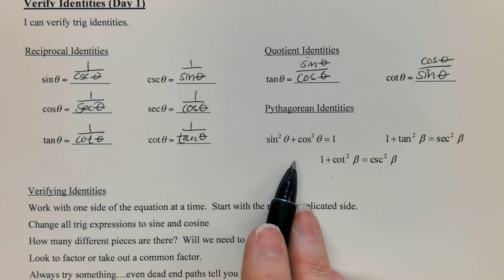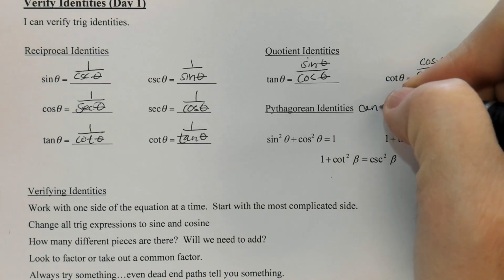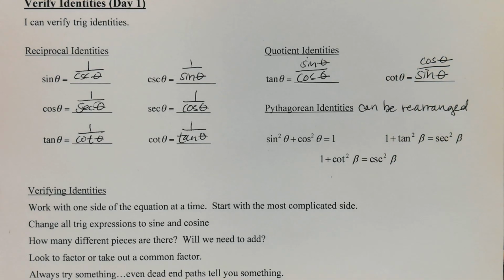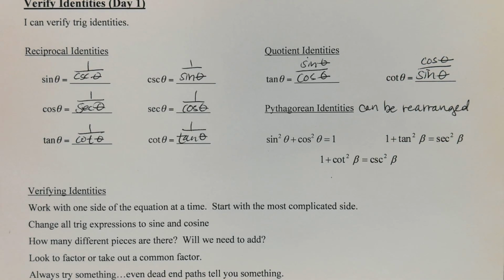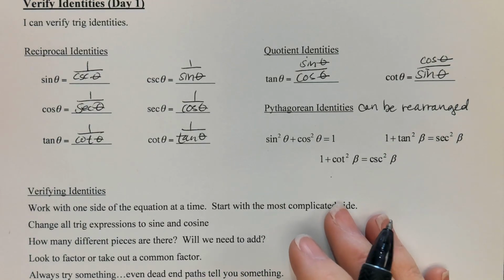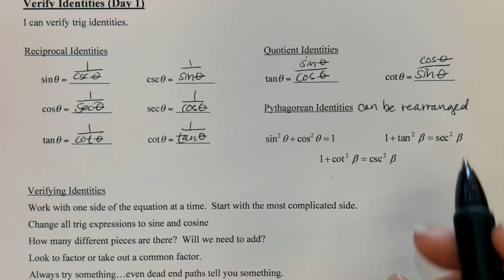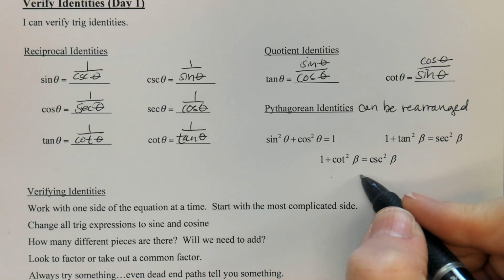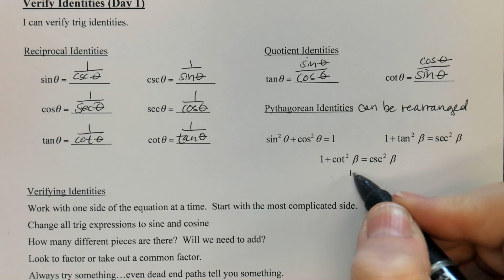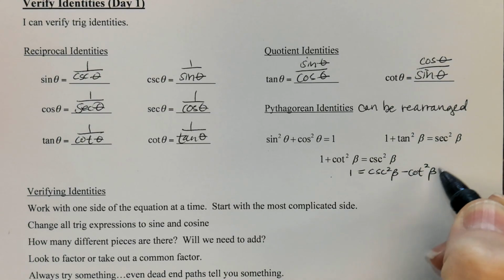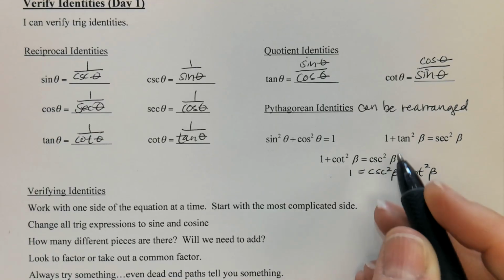What you need to know about these Pythagorean identities is they can be rearranged. As we are doing proofs today, we're going to come across things that have squares, but they won't exactly match what we have here. So I need you to know that each one of these three can be rearranged. If I look at this bottom one and move this cotangent squared over here, algebraically, I would have 1 equals cosecant squared minus cotangent squared. That is another version of this identity.